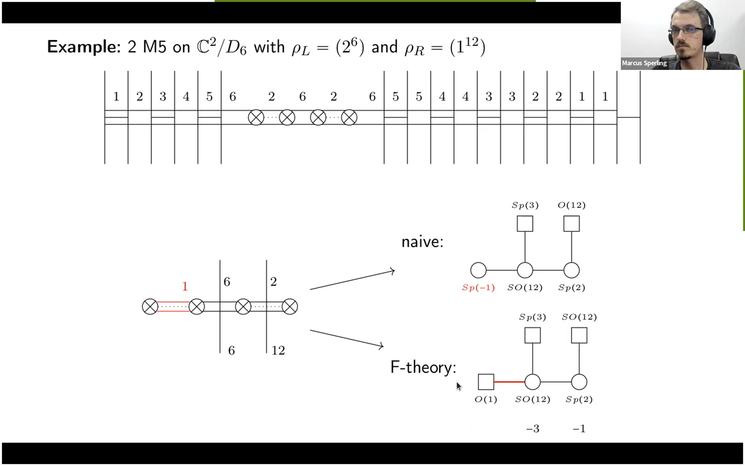Question: how do you argue that O1 is a flavor symmetry and not a gauge symmetry? I would just say we have one spinor, and then it's an O1. This just tells me how many spinors I have there. My question is, why is it a flavor symmetry rather than a gauge symmetry?